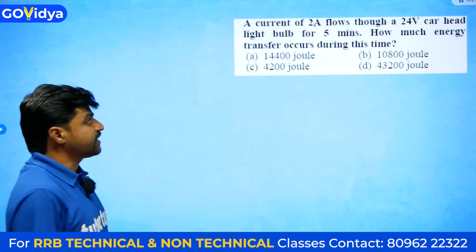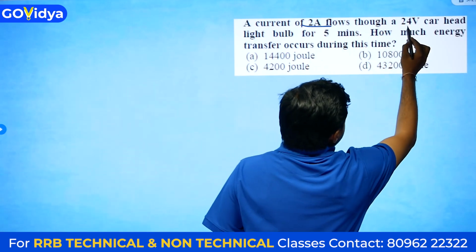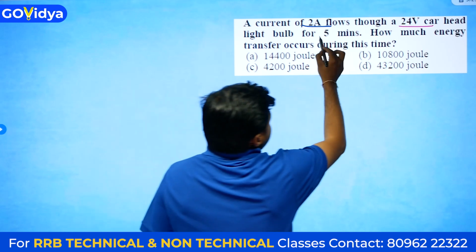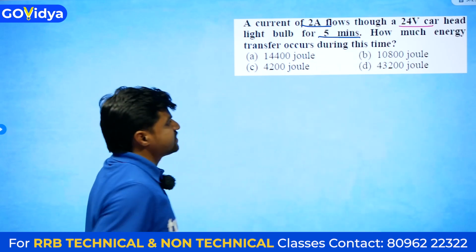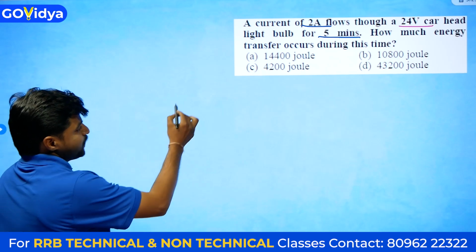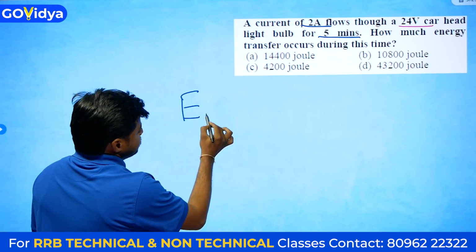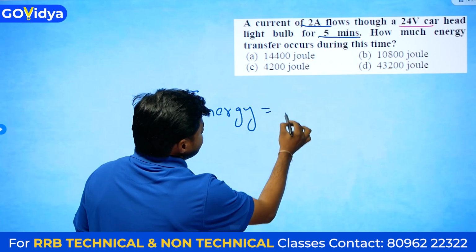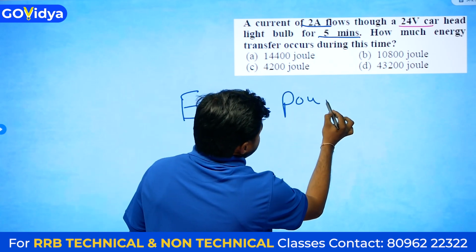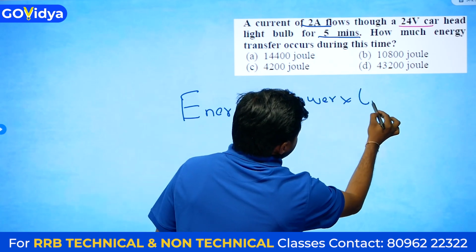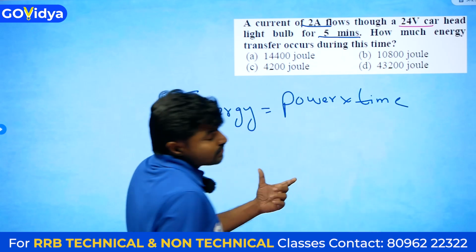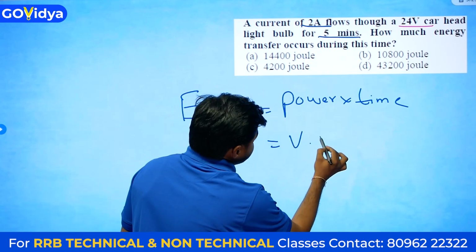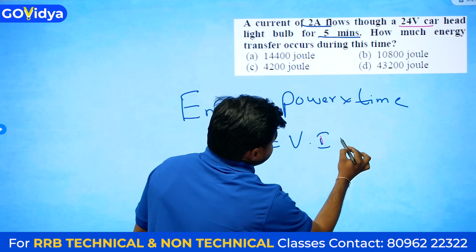A current of 2 amperes flows through a 24 volts car headlight lamp for 5 minutes. How much energy is transferred during this time? We are asking energy. Energy is equal to power into time. Power is equal to voltage into current. So energy is voltage into current into time.